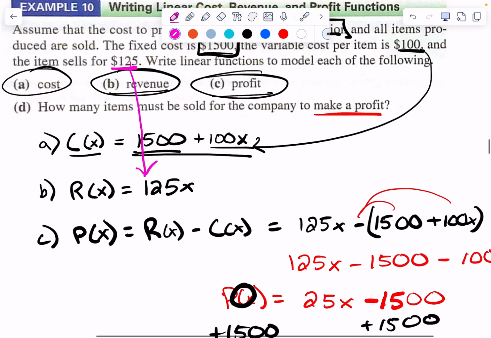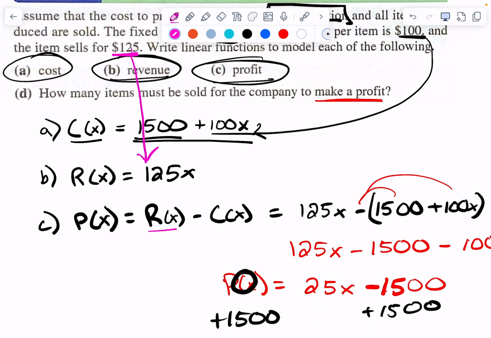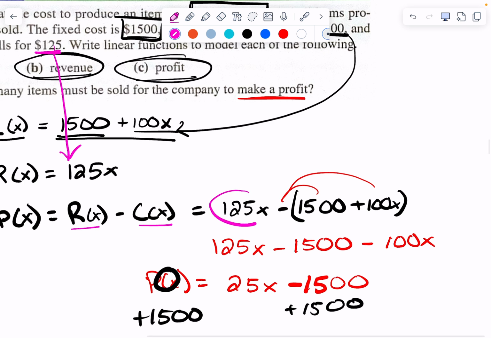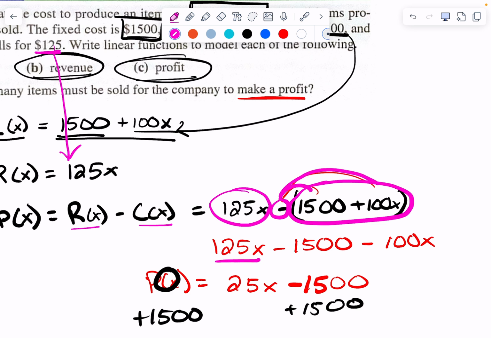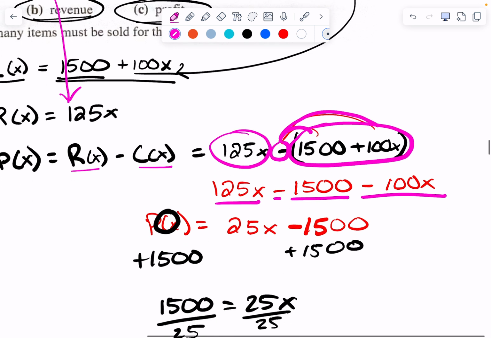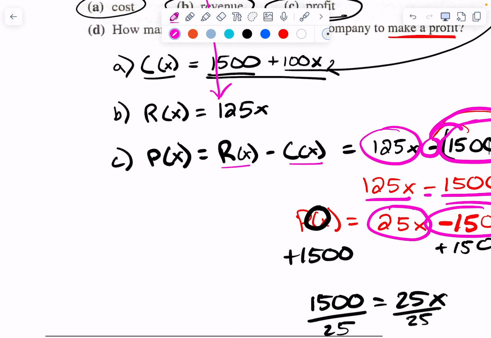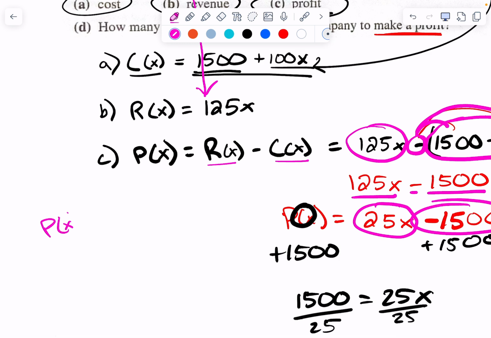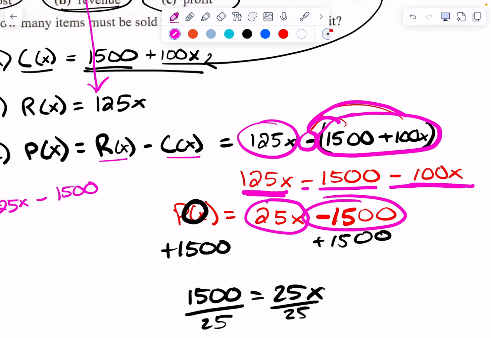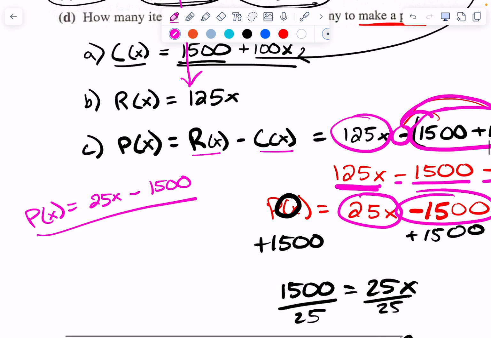And then when we go to write our profit equation in part C, it's revenue minus cost. So we took 125x minus this equation, and you just have to be careful because we have to distribute that negative through. So 125x minus 1,500 minus 100x makes a total profit of 25x minus 1,500, okay? So my profit equation, maybe I should write that over here, profit is 25x minus 1,500. And again, it's 25 because it was 125 minus 100. Okay, so this is my final profit equation.